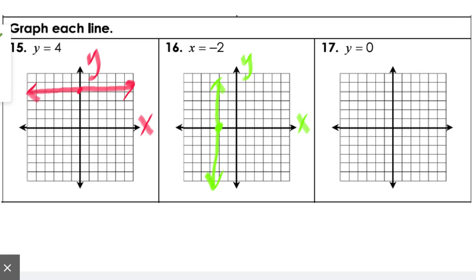All right, now this next one's a little bit tricky, but we can do it. We have y is equal to 0. So this is our y-axis. This is our x-axis. Y is equal to 0. So we're going to go to the y-axis, and now it's going through the y-axis to make a horizontal line. So you have to remember, if it's y equals a number, it's going to be a horizontal line. And if it's x equals a number, it's going to be a vertical line, going through whichever axes it is.